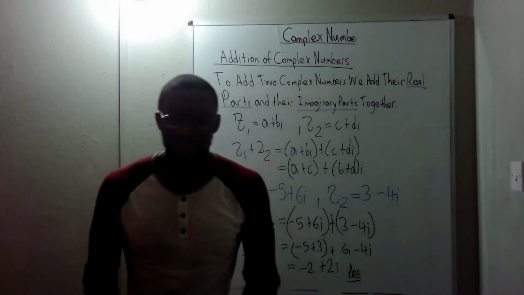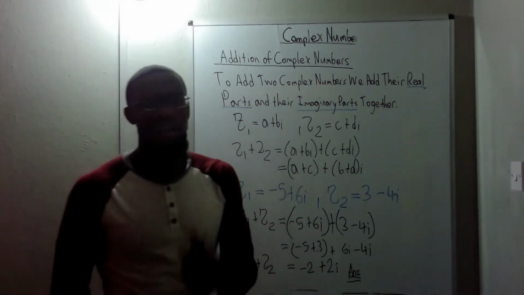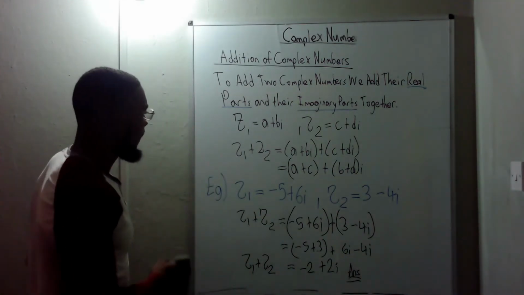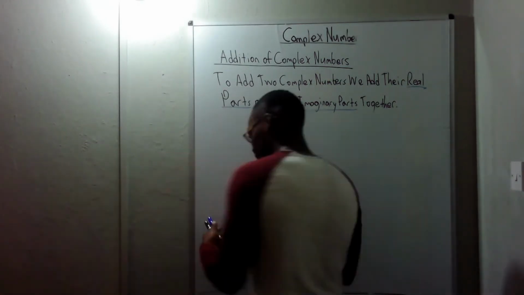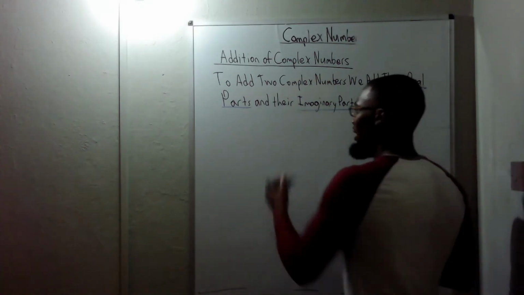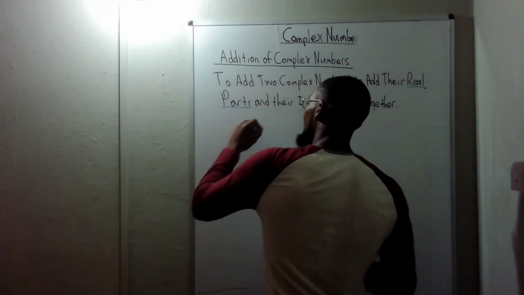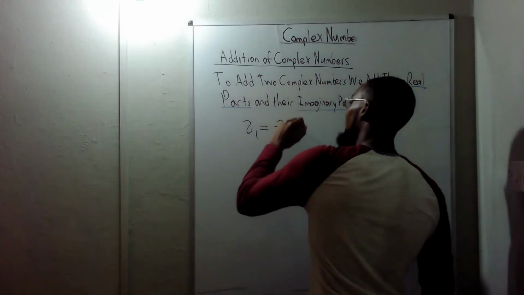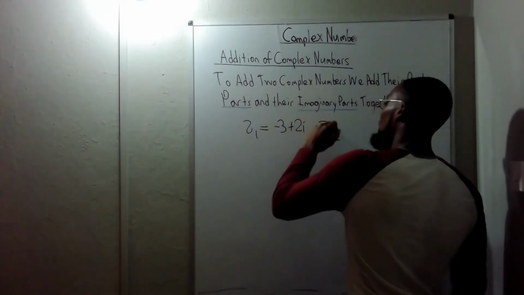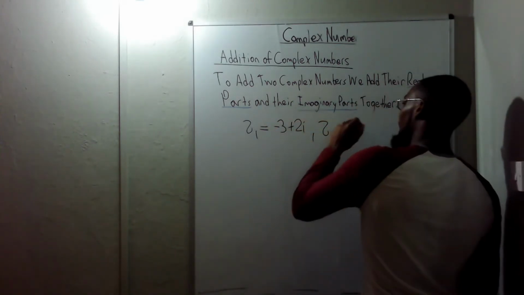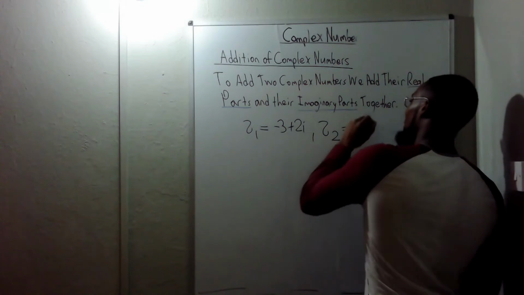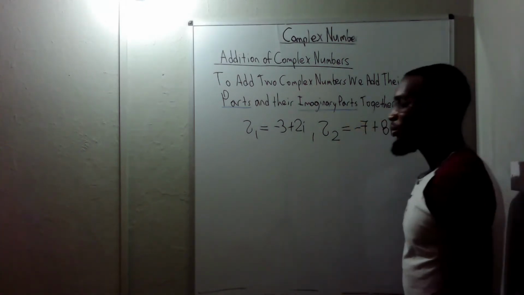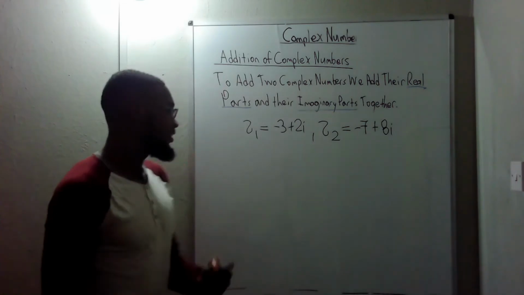Now, let's give another example. I'm going to give another example and you attempt it. So let's say they gave you this example. z1 is equal to minus 3 plus 2i, and z2 is equal to minus 7 plus 8i. Add z1 plus z2. So go ahead and attempt it.